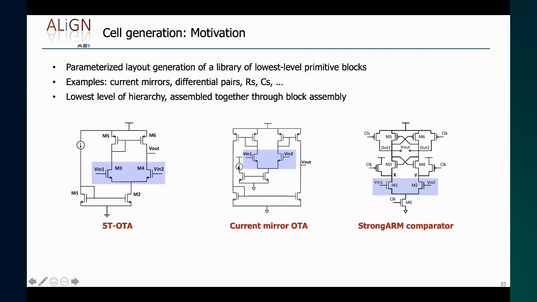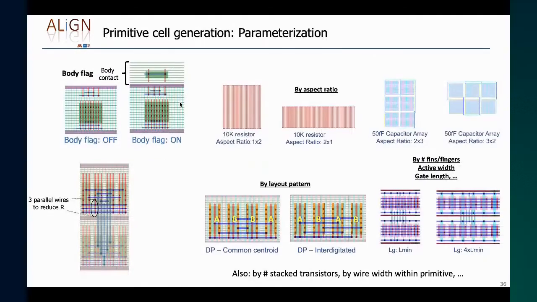And then the idea is to take all of these at the lowest level of hierarchy and then perform block assembly to get the overall layout. So this kind of shows you what we end up doing. In this case, you have a situation where some cells may require a body contact, some may not. So we have ways of parameterizing the cell to have a body flag or not. We can change the aspect ratio.